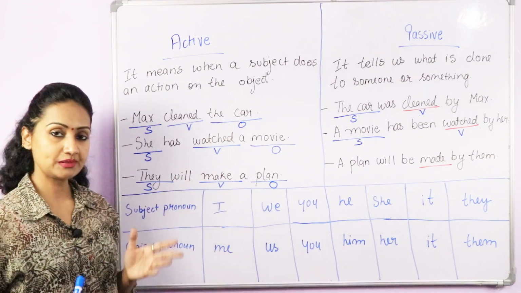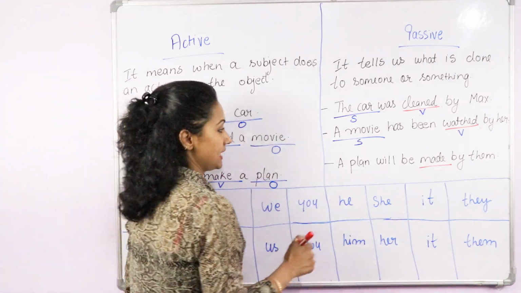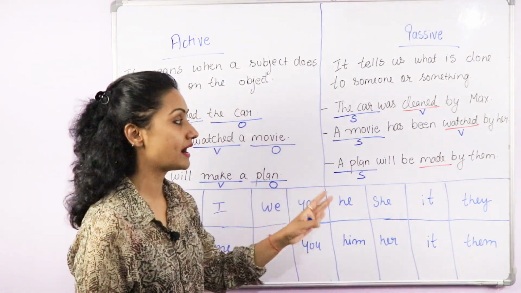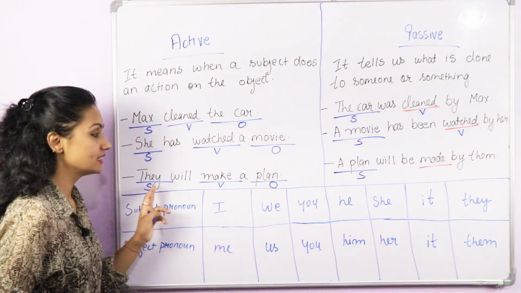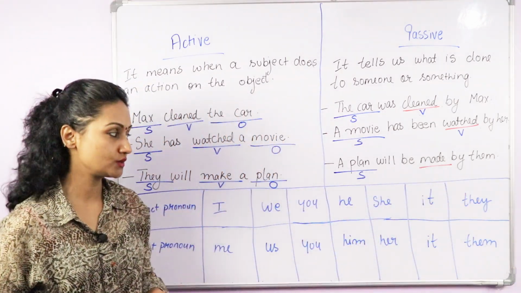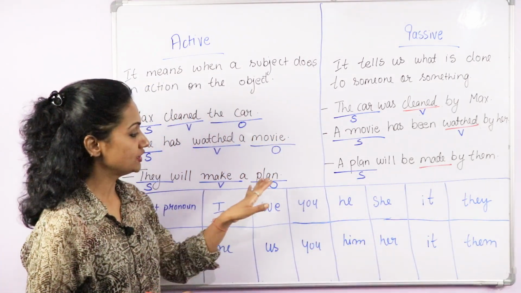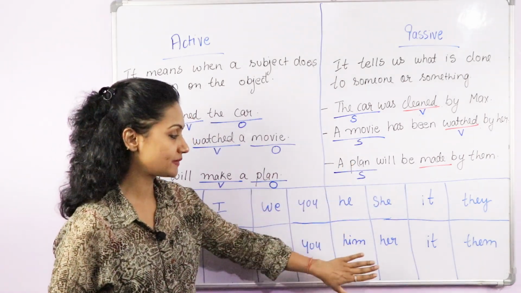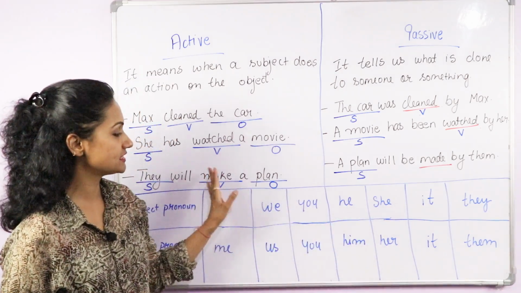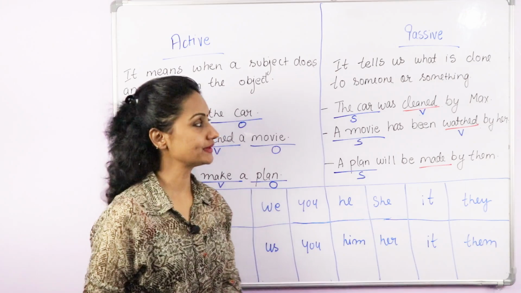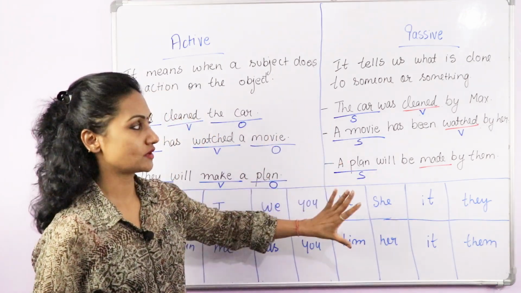A plan will be made by them. They will make a plan. The object is plan, so here this is the subject. A plan will be made by them. So they is replaced by them. Keep this thing in mind always. If there is you, then you will not change. Then he will be replaced by him. She, as we have already seen, is replaced by her. So keep this thing in mind. This is the basic structure.